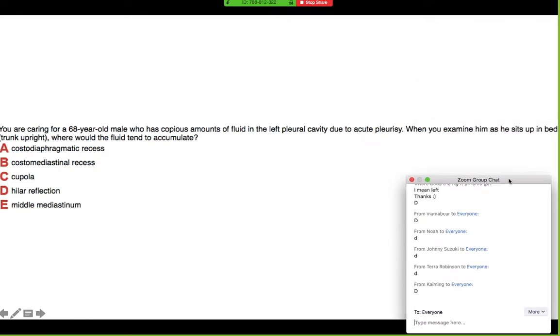so you're caring for a 68-year-old male who has copious amounts of fluid in the left pleural cavity due to acute pleurisy. When you examine him as he sits up in bed, where would the fluid tend to accumulate?